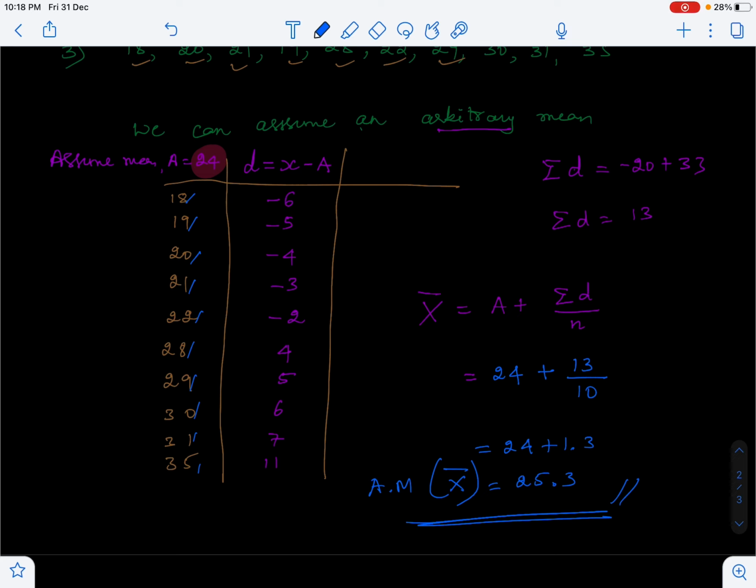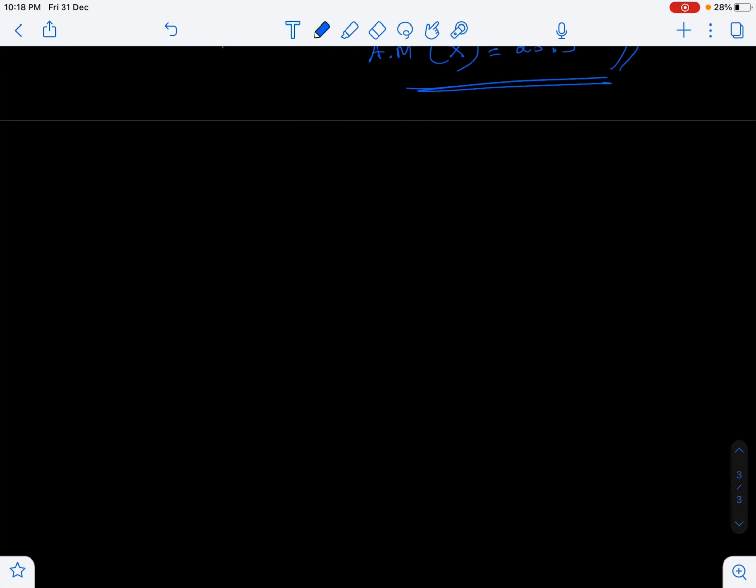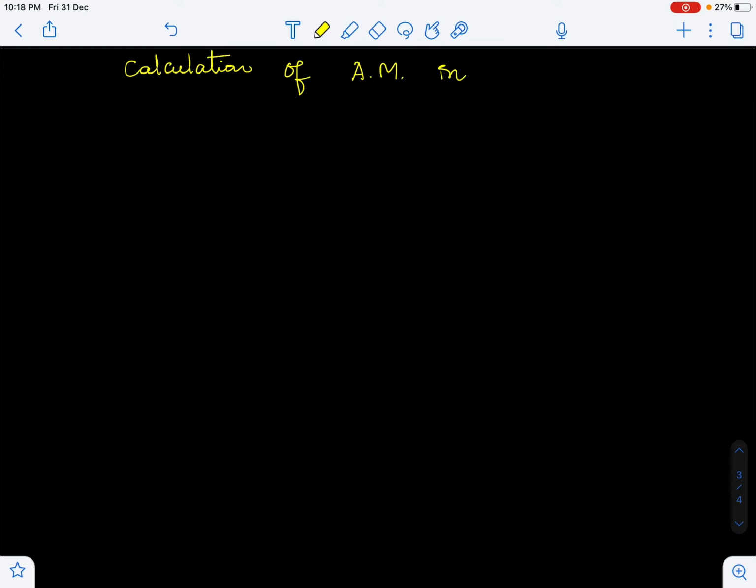So this is the formula of finding the arithmetic mean using assumed mean in an individual series. Next, the second type of series is discrete series, that is, calculation of arithmetic mean in discrete series.